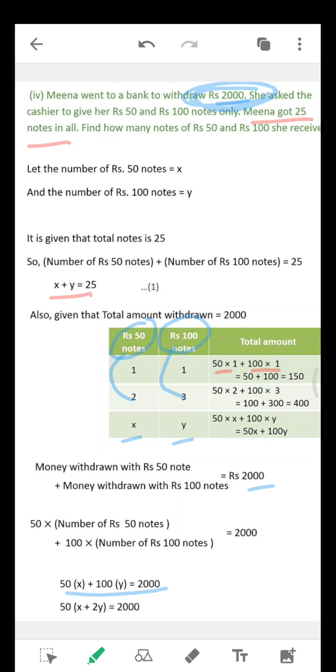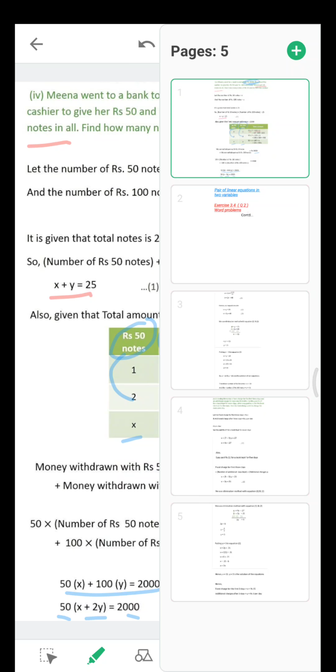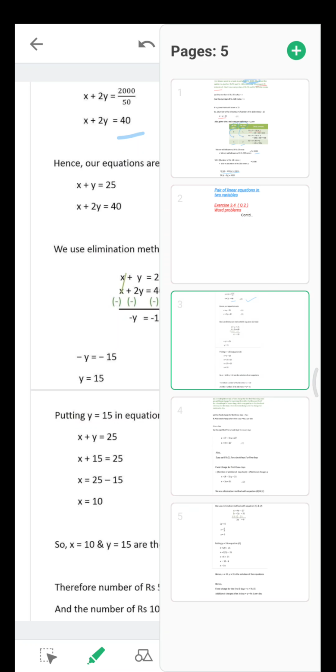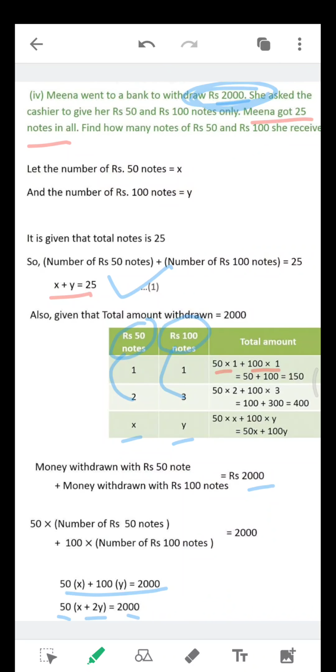You can take 50 common in this, so it becomes 50 into x plus 2y is equal to 2000, and make our equation much simpler, easier to solve. So x plus 2y is equal to 2000 by 50, that will be x plus 2y is equal to 40. So we have got two equations. This is our equation 2 and we got equation 1 here. This was our equation 1.